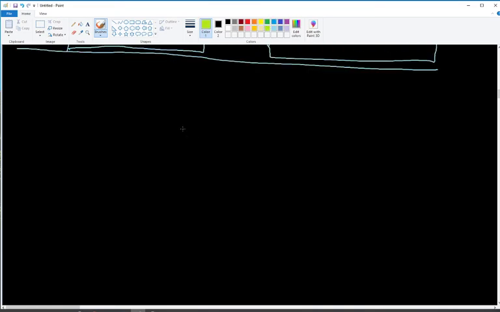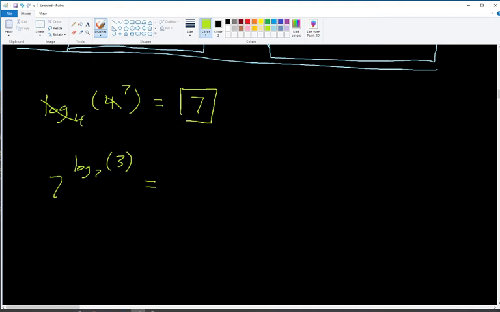Okay, for this next group, suppose we have log base 4 of 4 to the 7th power, and we want to solve that. And suppose we have 7 to the log base 7 of 3. You guys will see some homework questions like this. Well, the logarithm base 4 is going to undo the exponential of base 4, and the 7 will be returned for the top case.